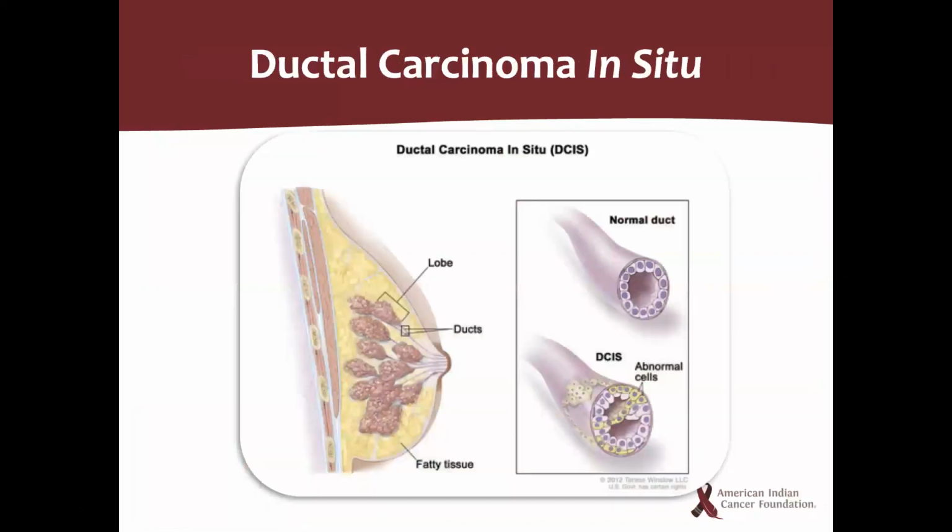In this slide, we can see an example of what ductal carcinoma in situ, or DCIS, might look like. On the left, you can see where a duct can be found in the breast. On the right, the top image shows what a normal breast duct looks like with no abnormal cells. With DCIS, abnormal cells grow and surround the normal cells and tissues, causing blockages in the duct.